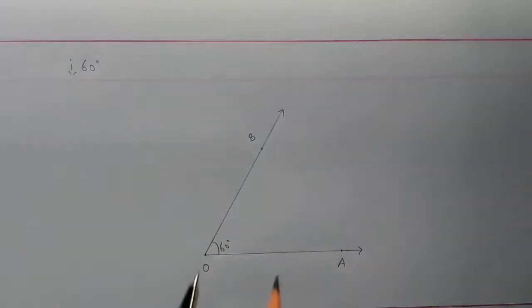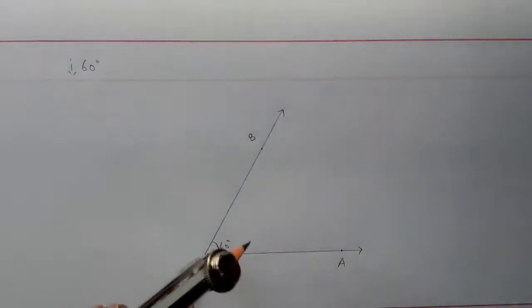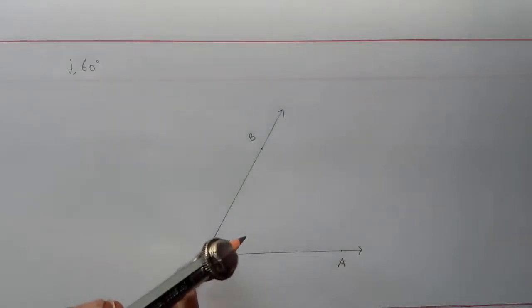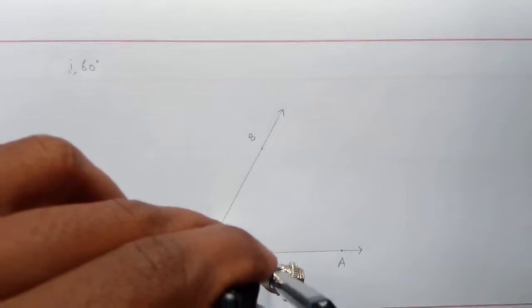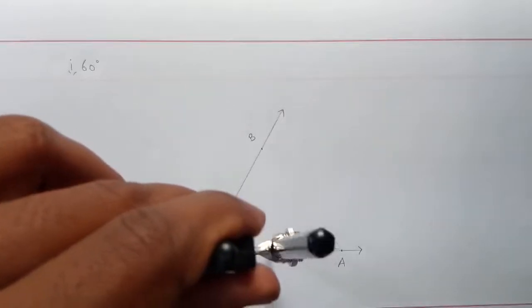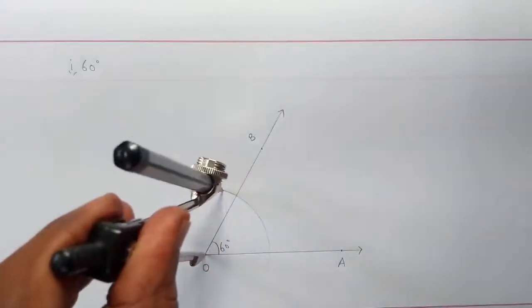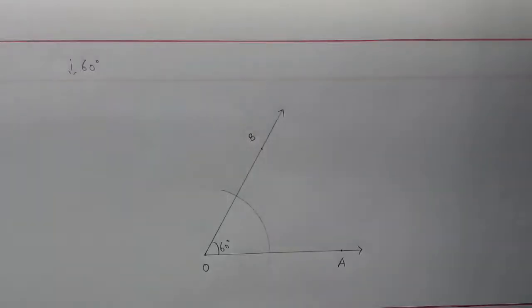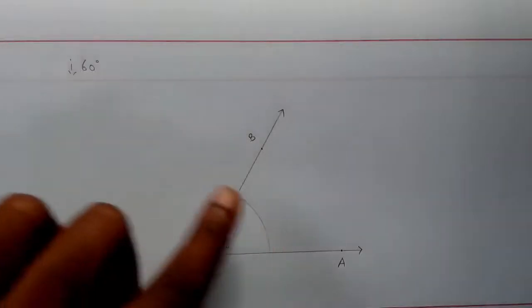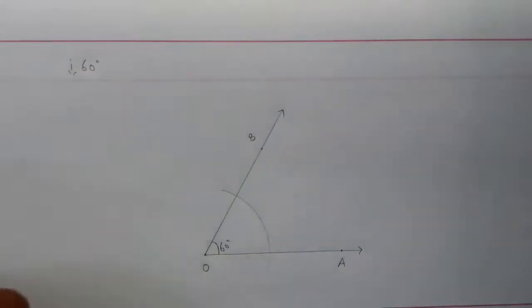Then keep the sharp point of the compass on O. Placing it on O, you have to draw an arc. We will be drawing an arc such that it cuts the ray OA and the ray OB. I have drawn an arc. The rays OA and OB are cut.